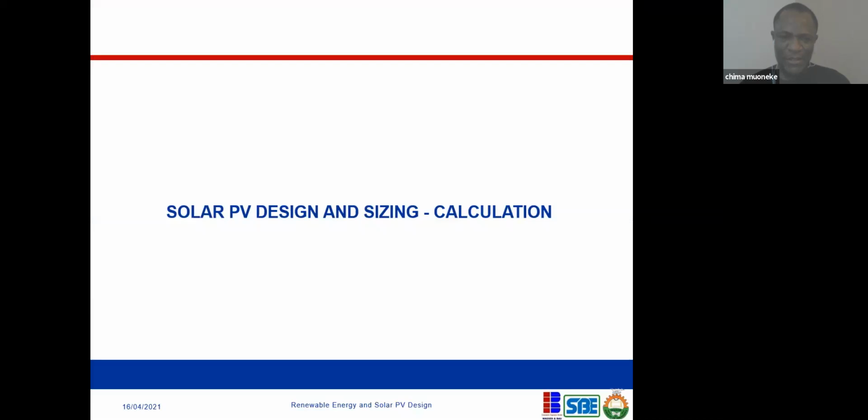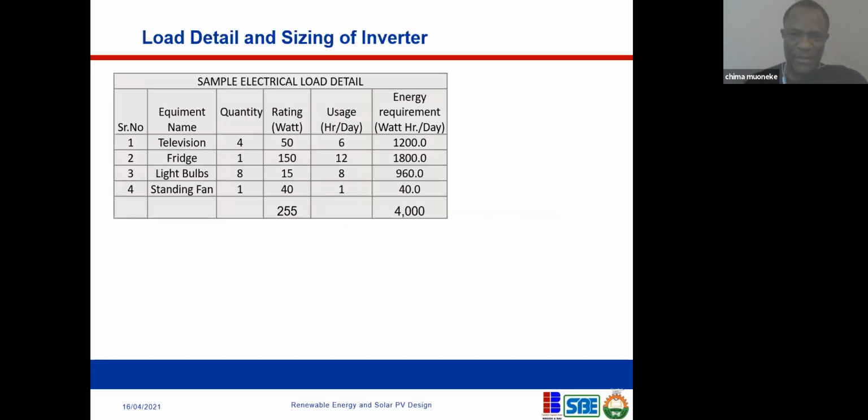So like I said, we'll be talking about solar PV design and sizing, and basically we're going to be doing some calculations. Yesterday, I said that one of the most important things you need to know as a solar PV designer or developer is the load that you want to power, the load that you want to provide electricity to. If you don't have an idea of the load, then you're almost blind in what you're doing. To determine the energy requirement for the load that you need to power, you have to do a simple load assessment.